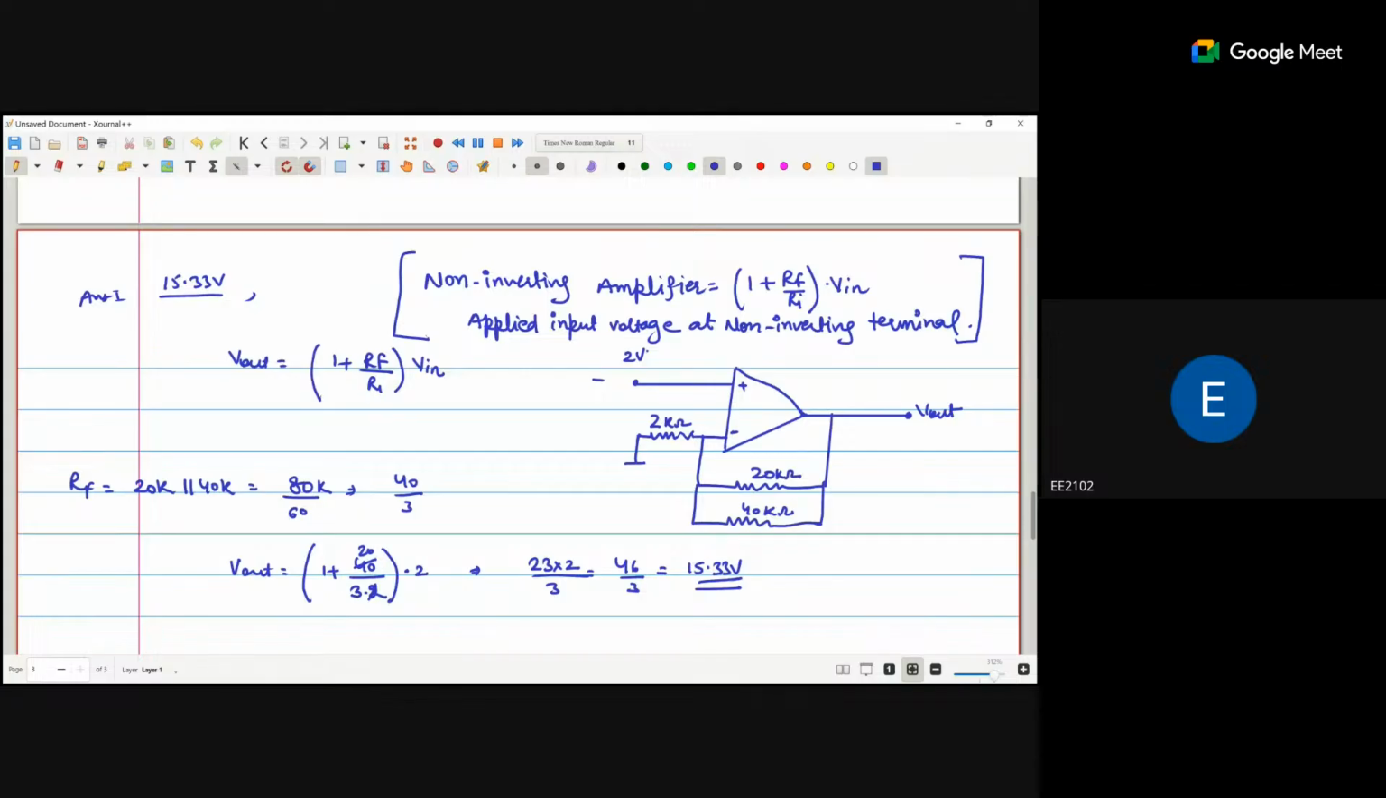Till now, we only discussed the non-inverting amplifier. In week two, we will discuss the inverting amplifiers, and then the combination of inverting and non-inverting amplifiers.